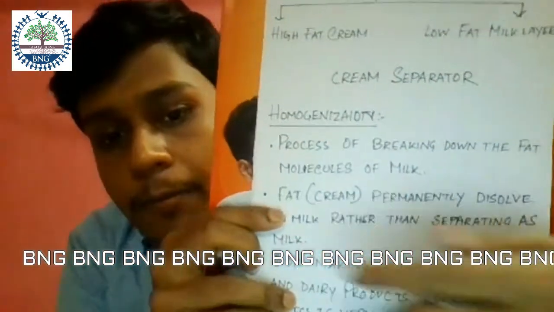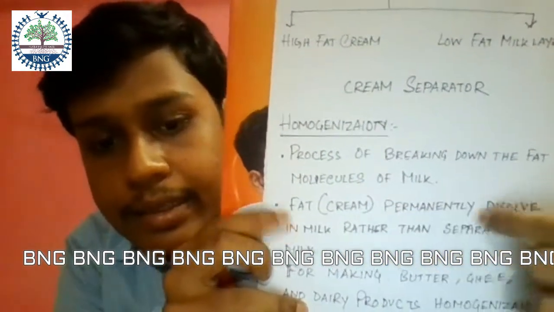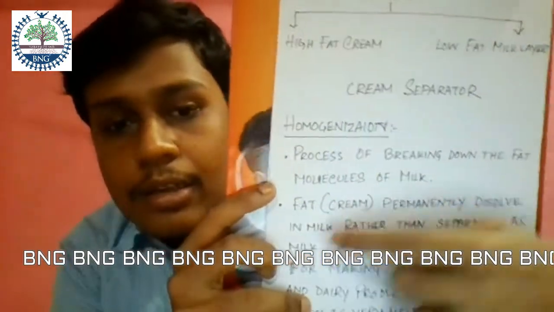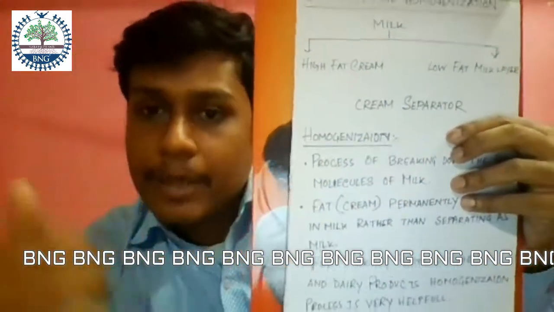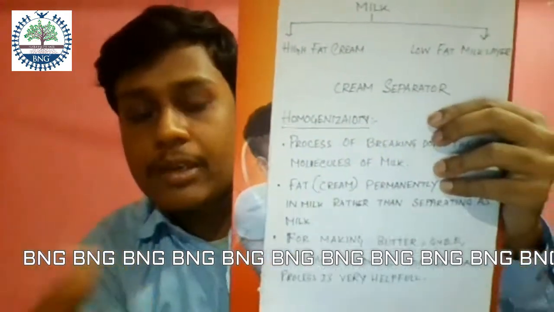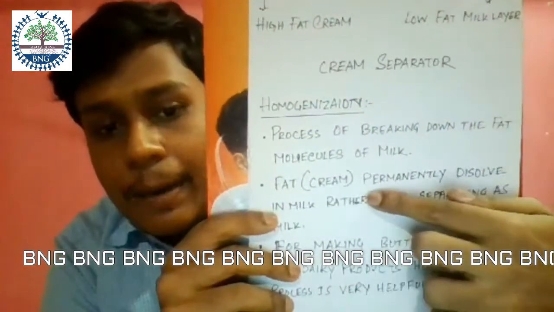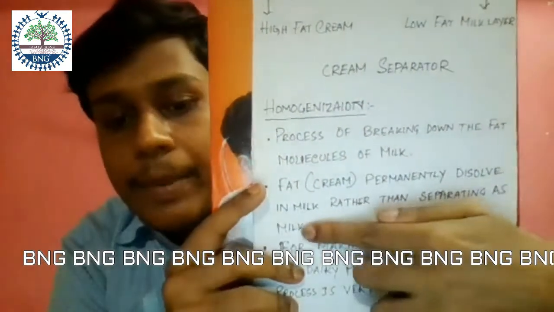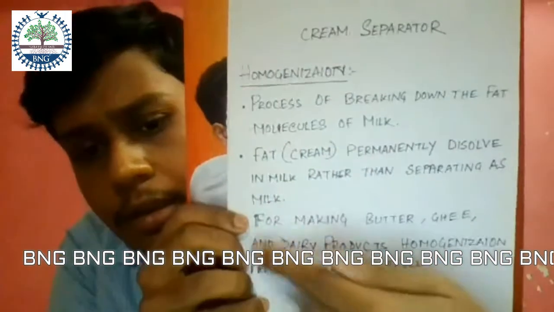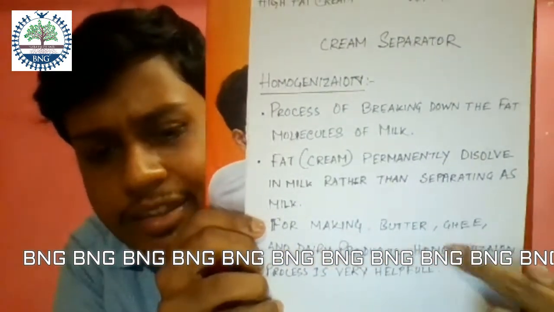In the creaming process, cream, or fat, is separated from the milk. In the homogenization process, fat permanently dissolves in milk rather than separating from it. For making butter, ghee, and other dairy products, homogenized milk is very helpful. So those are sterilization, which includes pasteurization and UHT, and the homogenization and creaming processes.